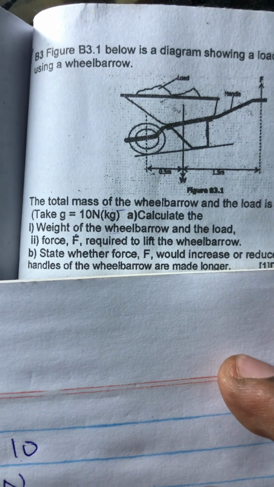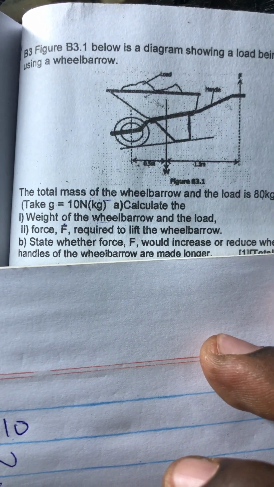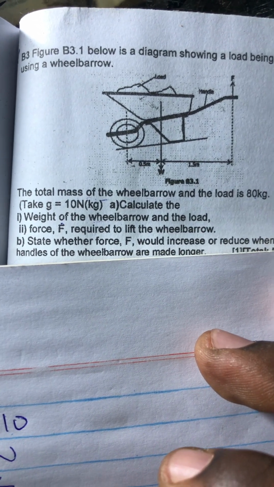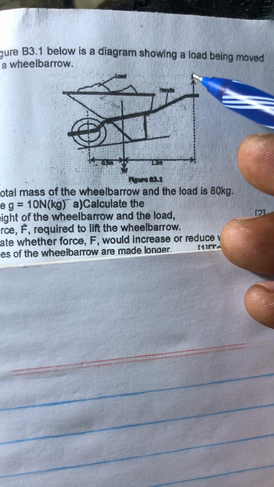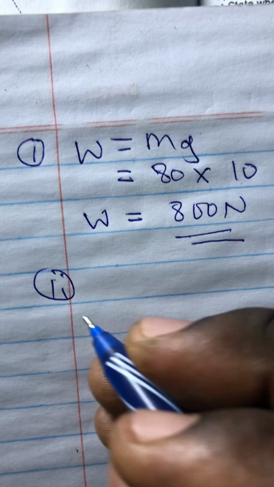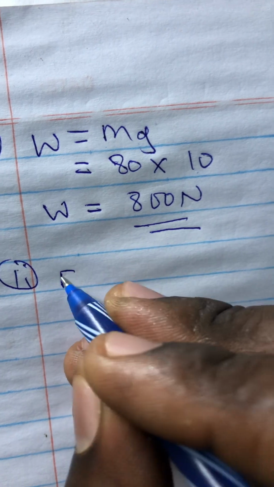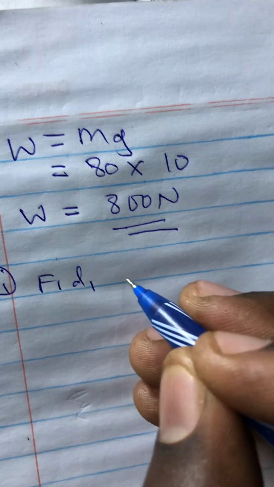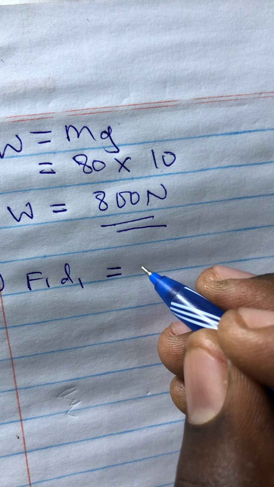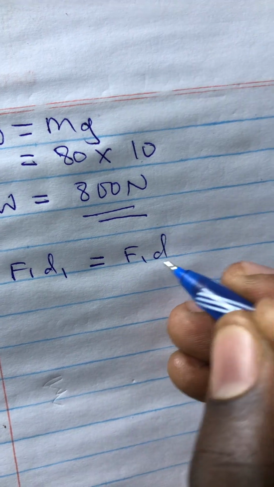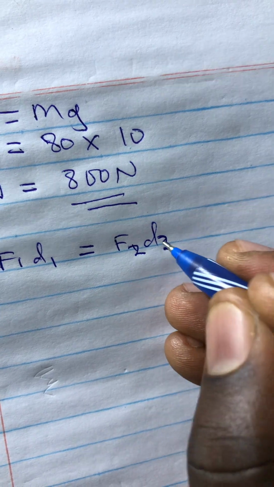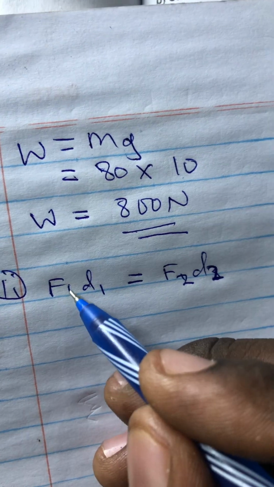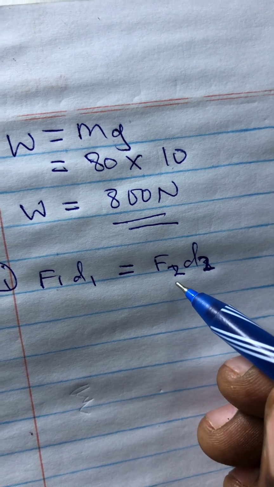Okay, let's go to Roman numeral 2. Calculate the force F required to lift the wheelbarrow. So this is the force that they want you to calculate. So we are going to use the principle of moments. What does it state? It states that the moment anticlockwise is equal to the moment clockwise. So F1, the moment this side, is equal to the moment on the other side.